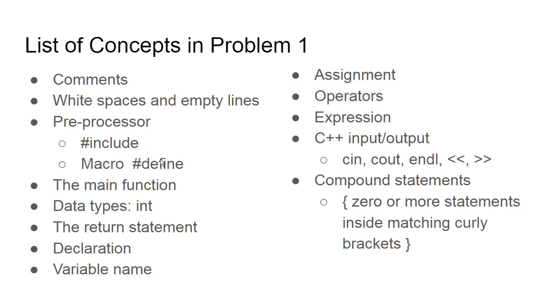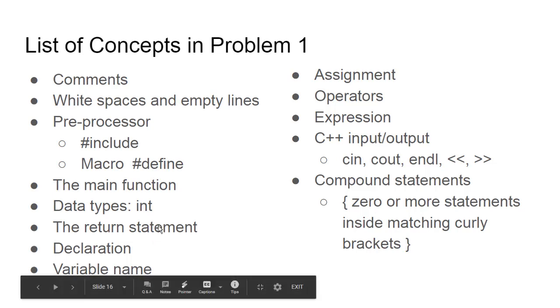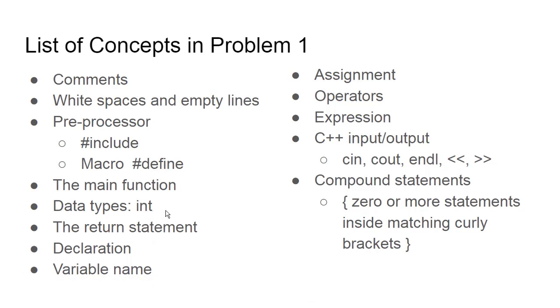And we talked about the preprocessor, two particular things, include and define. The concept that there's a main function, there's primitive types, the int primitive type. There's a return statement at the end of the function main. It essentially tells it I'm done with this function, and the return value is this. Declaration, variable names. So the assignment. Assignment is one of the operators. We use operators to form expressions, and input and output.